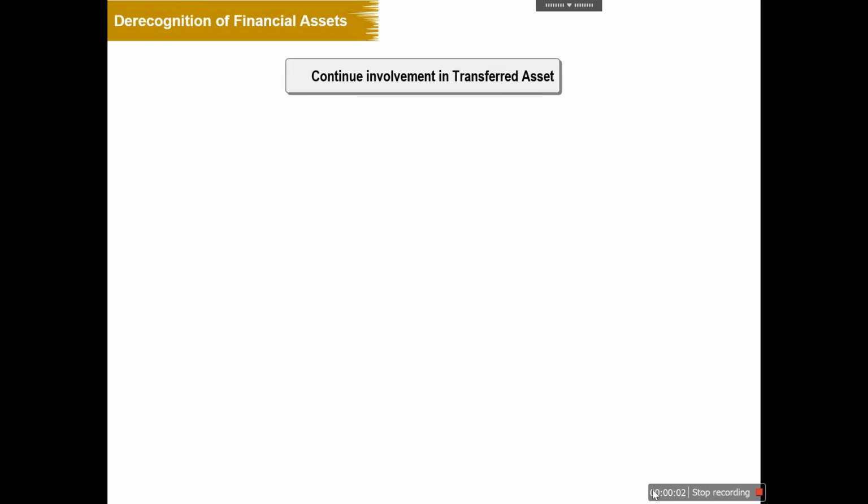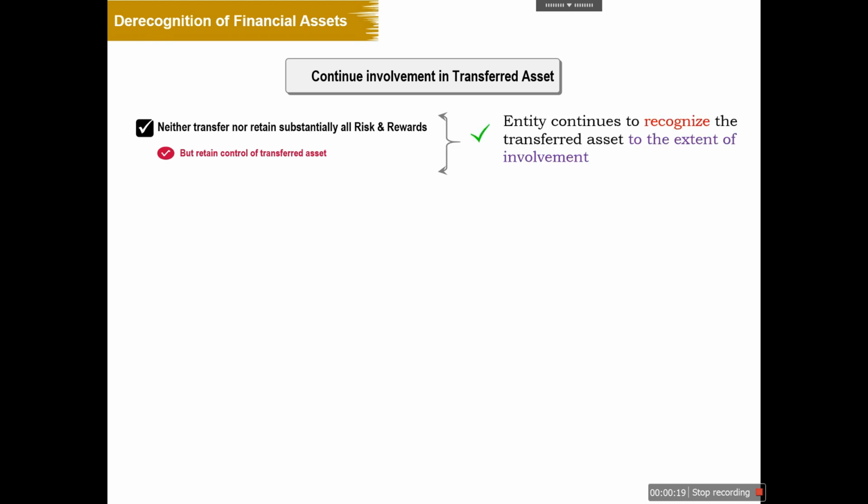In case of continued involvement in a transferred asset, where the entity neither transfers nor retains substantially all the risk and reward, but controls the asset, it retains the control of the transferred asset. In that case, we need to continue to recognize the transferred asset to the extent of involvement. So, what is the extent of involvement in the transferred asset?